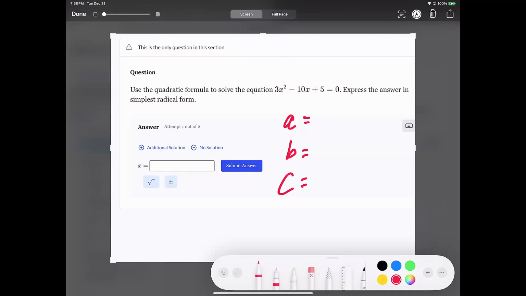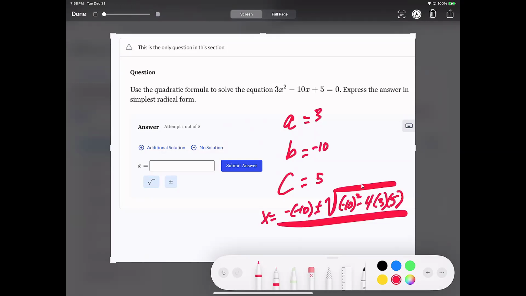I'm going to do another quadratic formula. This one is just like the one we did before, where we have to simplify the radical. Again, we're going to do exactly the same thing. We always start by doing the A, B, and C. So A is 3, B is a negative 10, and C is 5. Then we use the quadratic formula: negative 10 plus or minus the square root of negative 10 squared minus 4 times 3 times 5, all of that divided by 2 times 3.